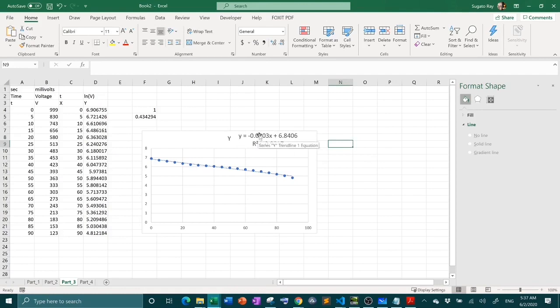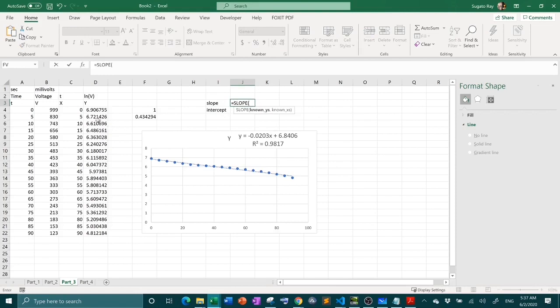Okay, so these are equations here. Just for the sake of being thorough, let's also calculate them using the functions: slope with known y's selected and known values of x selected, and then intercept with known values of y and known values of x. Then you can see that this is the same value as that. And when you do that, the value of the slope is this.